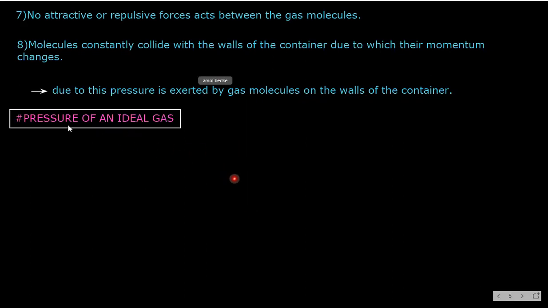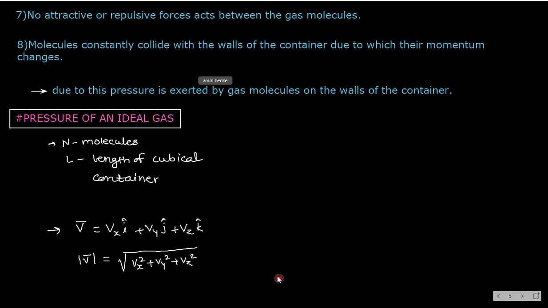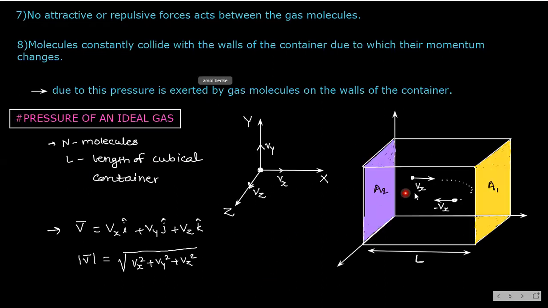Let's derive an expression for pressure of an ideal gas. Let us suppose we have N molecules, and we have taken one cubical container whose length is L. How many molecules do we have? Capital N. And we have placed them in the container, which is cubical. So see here, I have taken this cubical container, and this is Y, this one is X, and this one is Z. You can see this length is L.